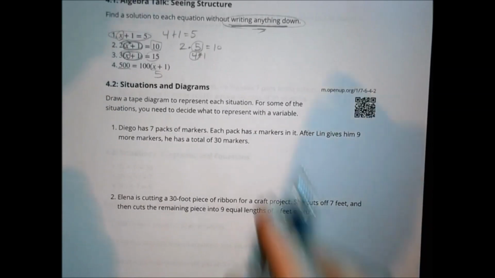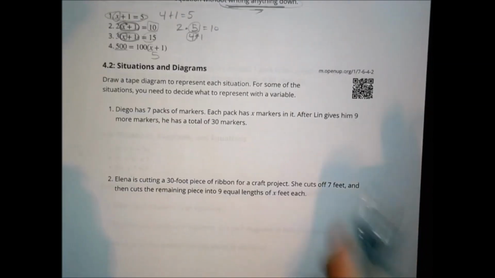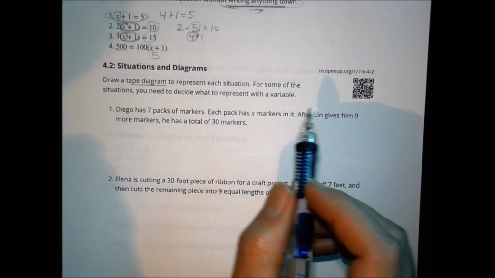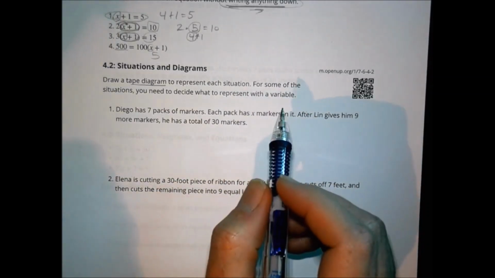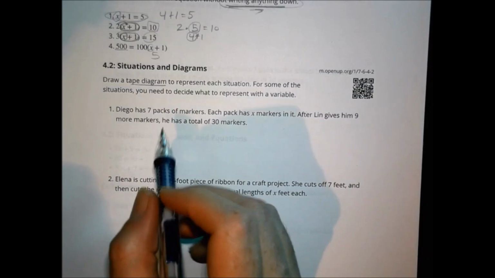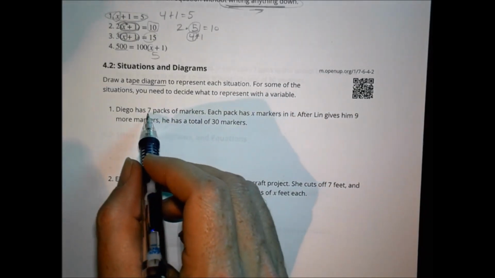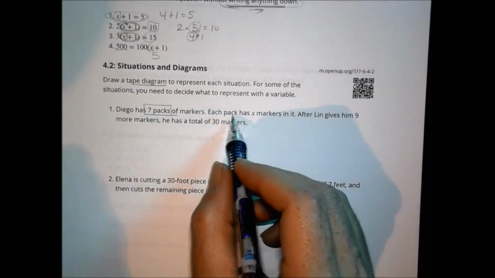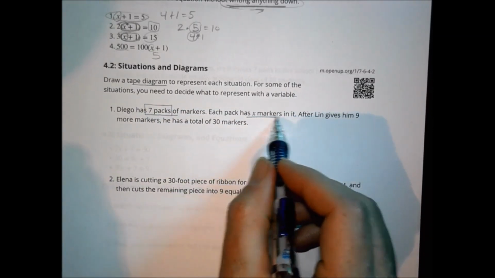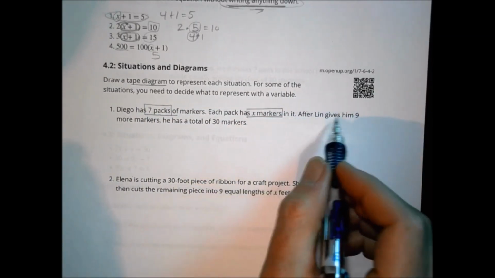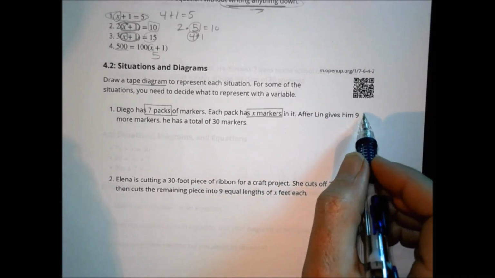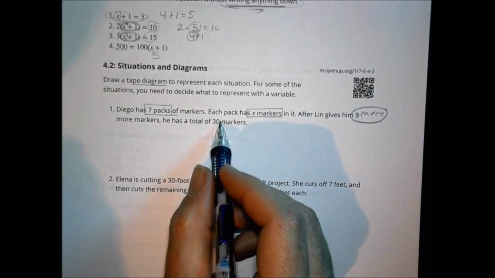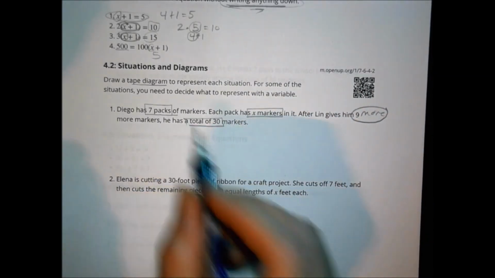Section 2 is called Situations and Diagrams, and it wants us to draw a tape diagram to represent each situation. For some of the situations, you need to decide what to represent with a variable. All right, so let's look at the first one. It says that Diego has 7 packs of markers, and that each pack has x markers in it. After Lynn gives him 9 more, so I'm going to just write the word more here since I can't circle it, 9 more, he has a total of 30 markers.